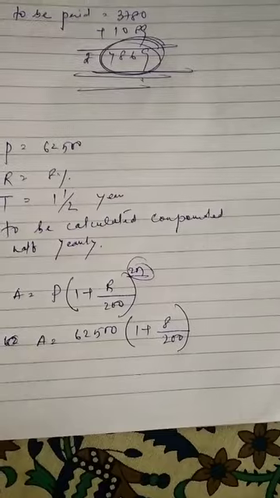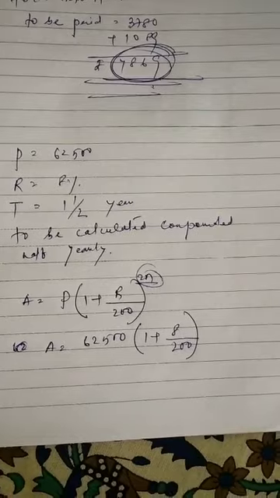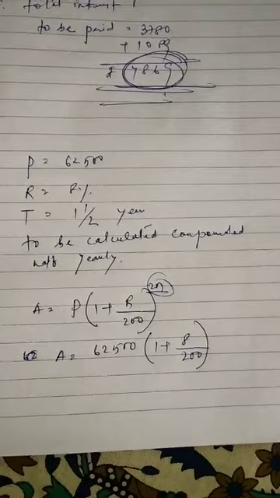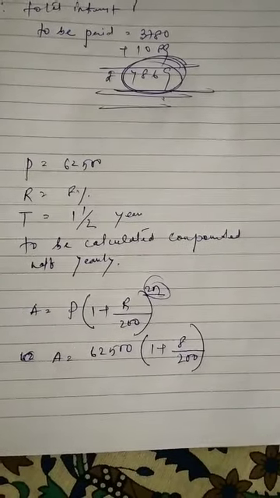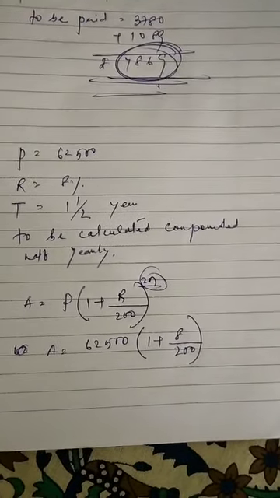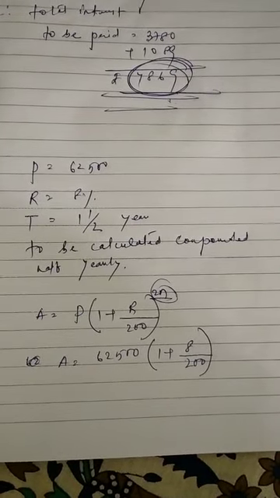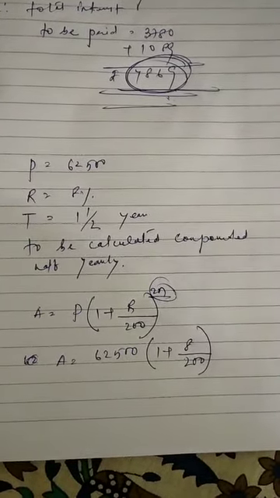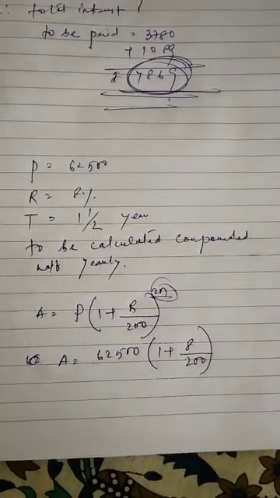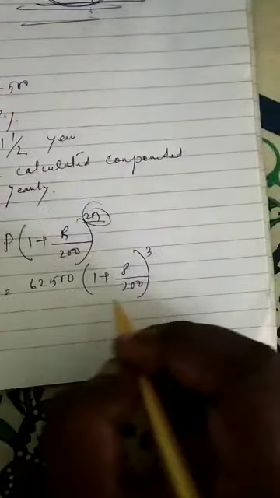Children, 1.5 years includes how many 6 months? There are 3 six-month periods. I'm repeating once again: as I'm calculating compounded half yearly, the time span given is 1.5 years. So 1.5 years is how many 6 months? There are 3. For 1 year, 2 six-month periods, and one more half, that makes 3. So I'll write 3.